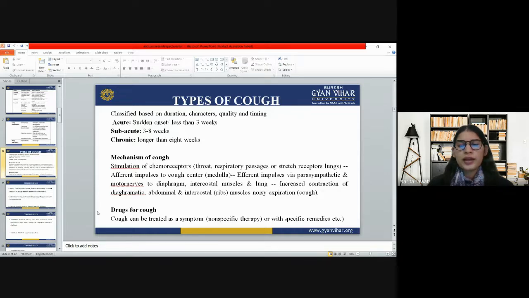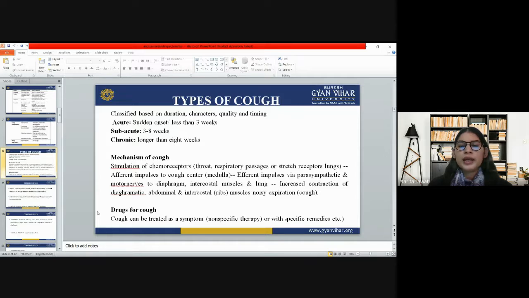So that is when the coughing happens. So this is the whole mechanism behind coughing. What is the drug used for cough? Mainly we follow the symptomatic treatment. As I said, cough is a symptom, not a very serious disease. So we always follow a symptomatic treatment for coughing.